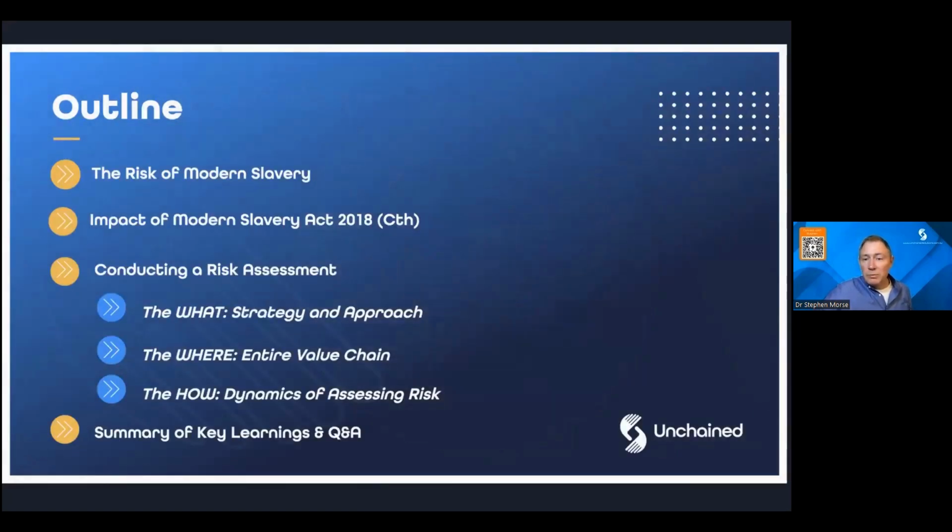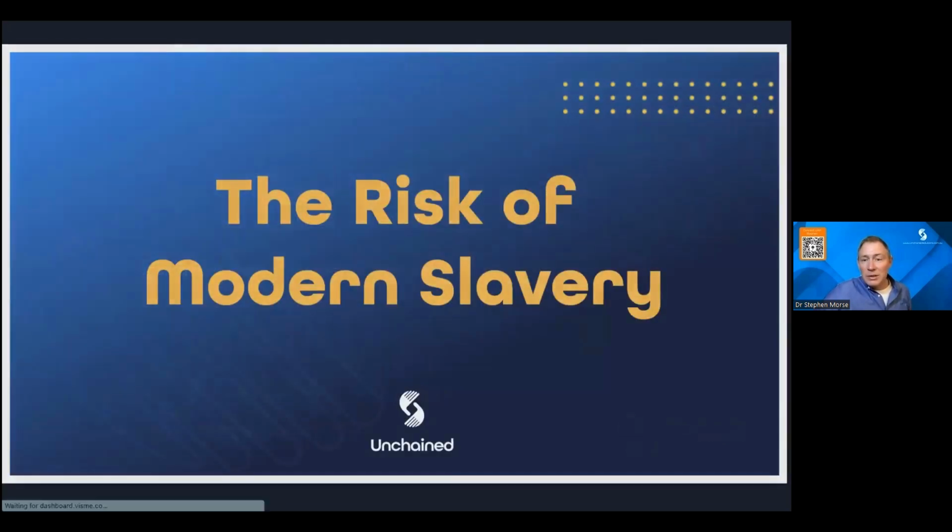So today I want to touch briefly on what the risk of modern slavery is. It's always good to touch base on that and the impact of the legislation, and then really get into the nuts and bolts of conducting a risk assessment: the what of the risk, the where, and the how. That's the main thrust of what we're focusing on, and I want to get there as quickly as possible because we have a lot of information to unpack. We'll then do a summary of key learnings and an opportunity, as Tony mentioned, to ask questions. So let's get into the risk of modern slavery.